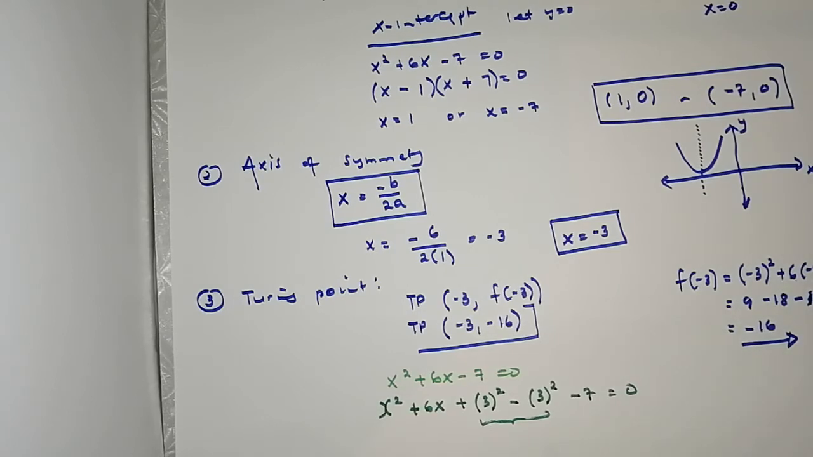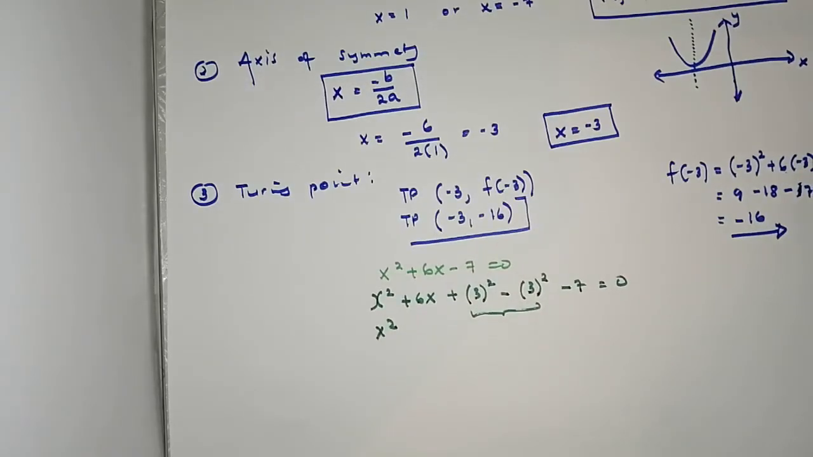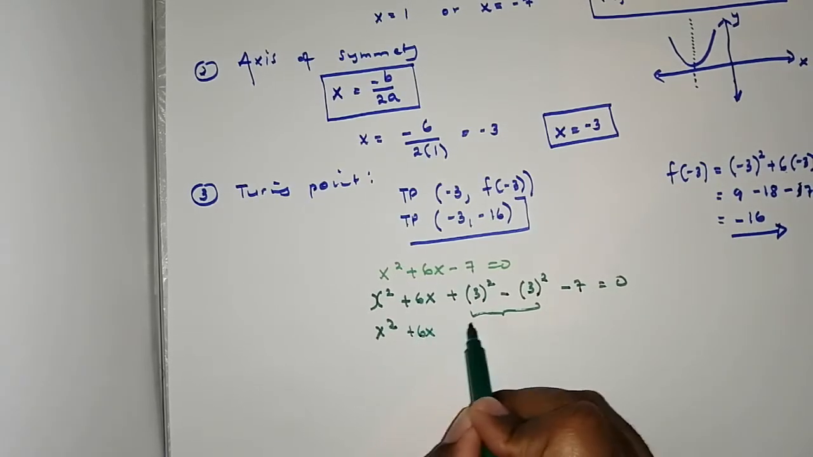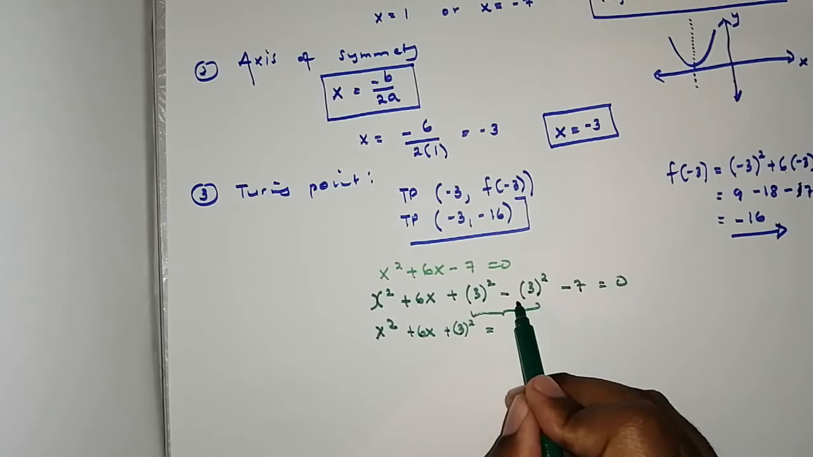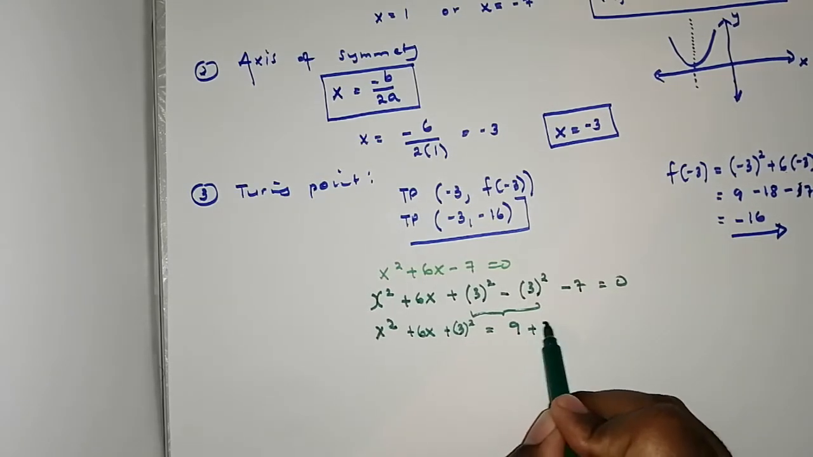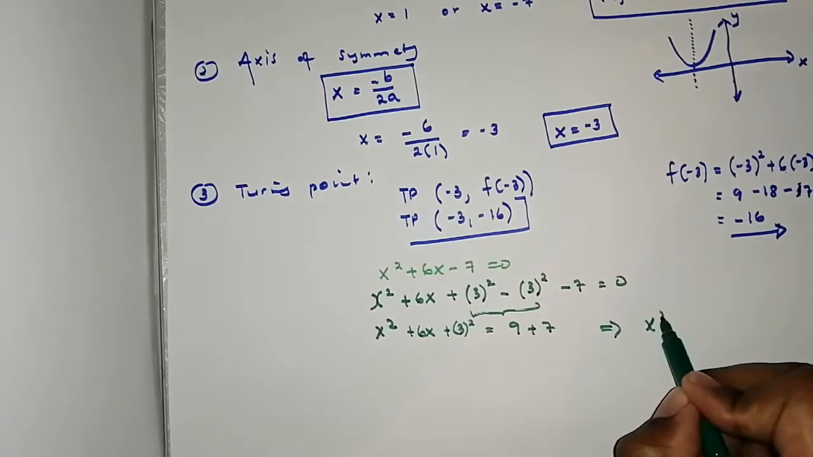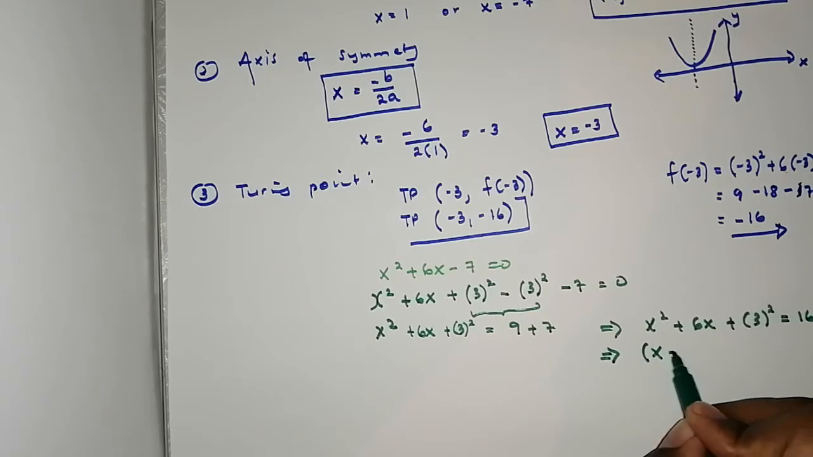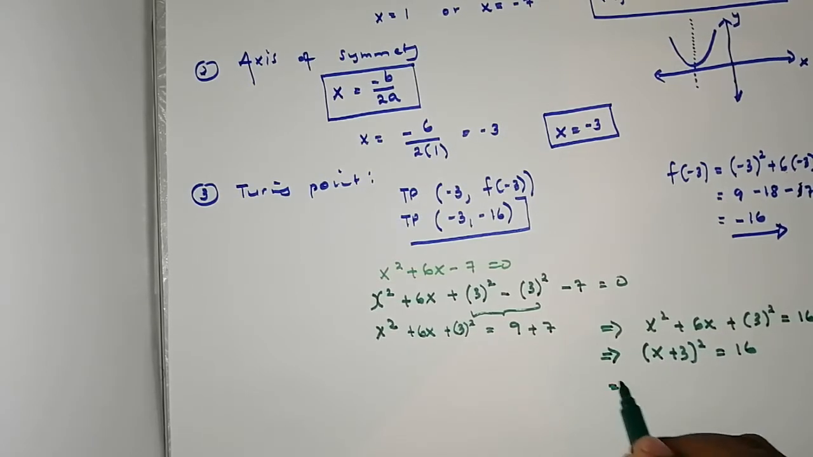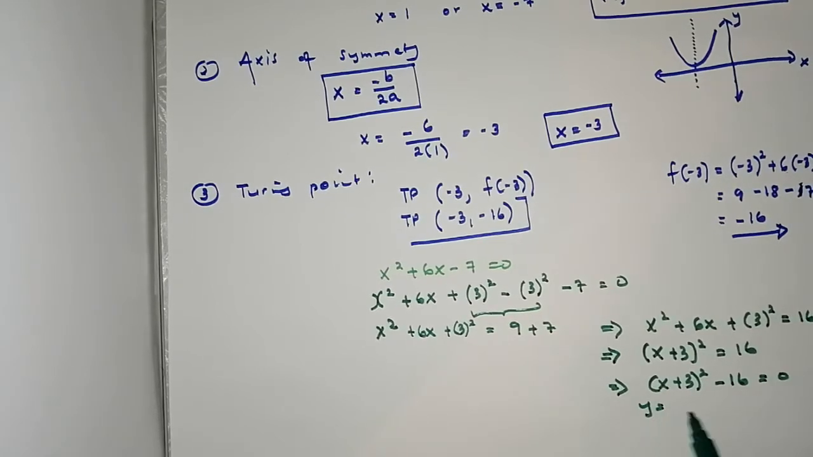It was 6 divided by 2, and then we square that. So it's x squared plus 6x plus 3 squared equals, we're going to take this and this to the other side, 9 plus 7. So x squared plus 6x plus 3 all squared equals 16. Let's take it to the vertex form. It's going to be x plus 3 all squared equals 16, and x plus 3 all squared minus 16 equals 0. So this is actually our function, x plus 3 all squared minus 16.